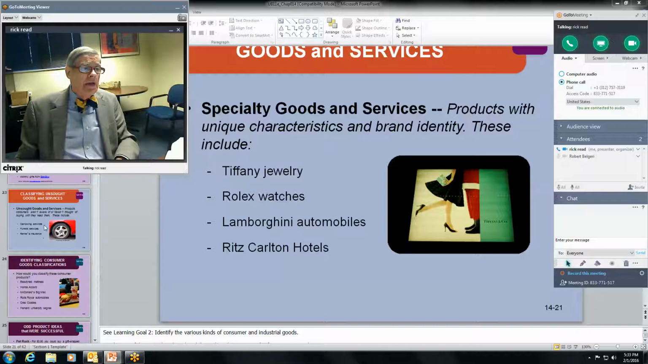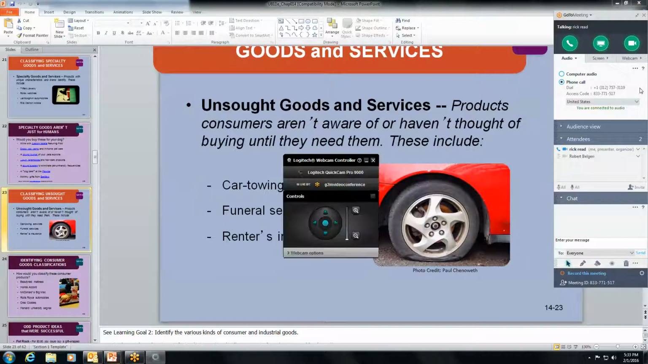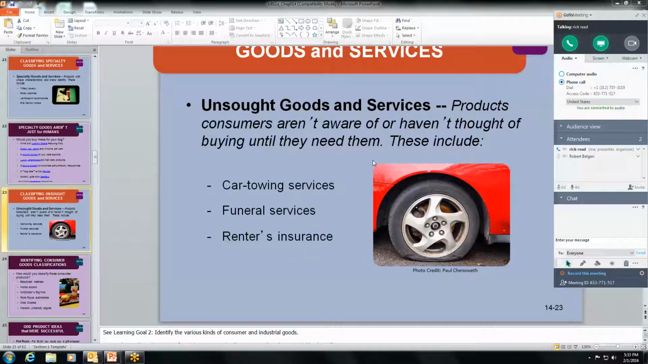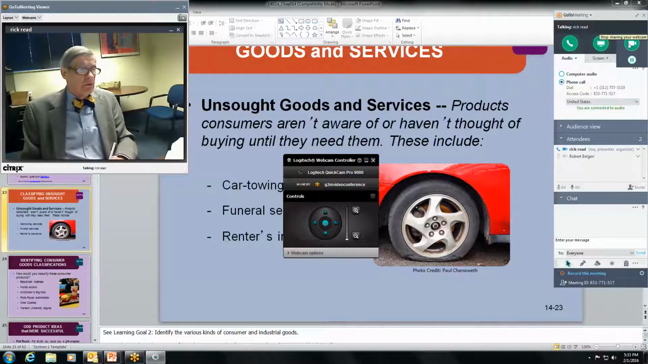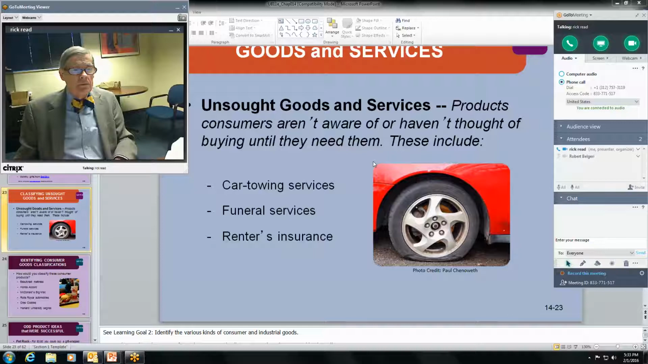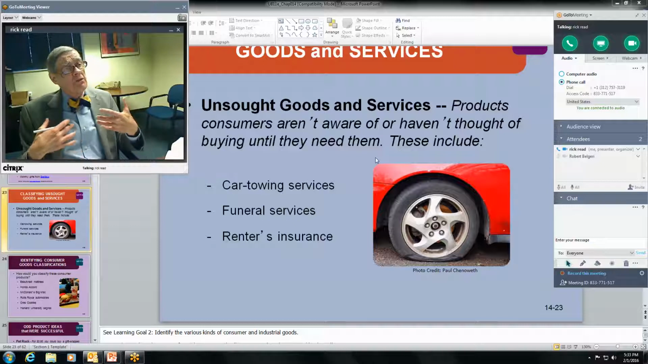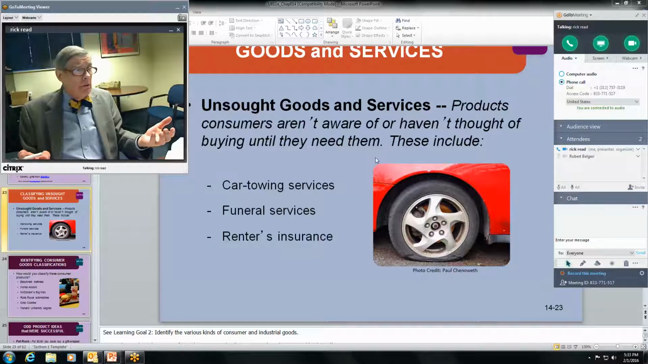And then the last category are unsought goods and services. And these are things like car towing services, funeral services, renter's insurance, things of that nature. And customers in this particular case know of these services, but they don't think of them or these goods until they actually need them. So it's not like those other three categories. These are things we know about. Maybe in some cases we don't like to think about them.